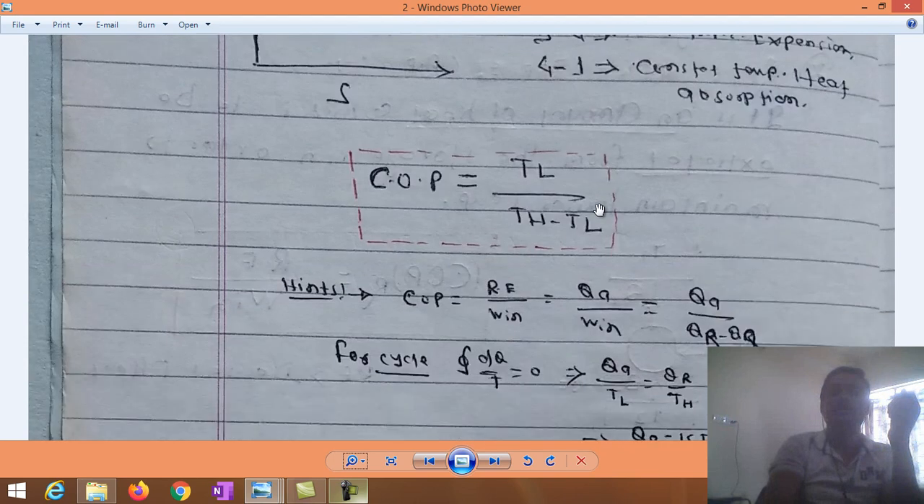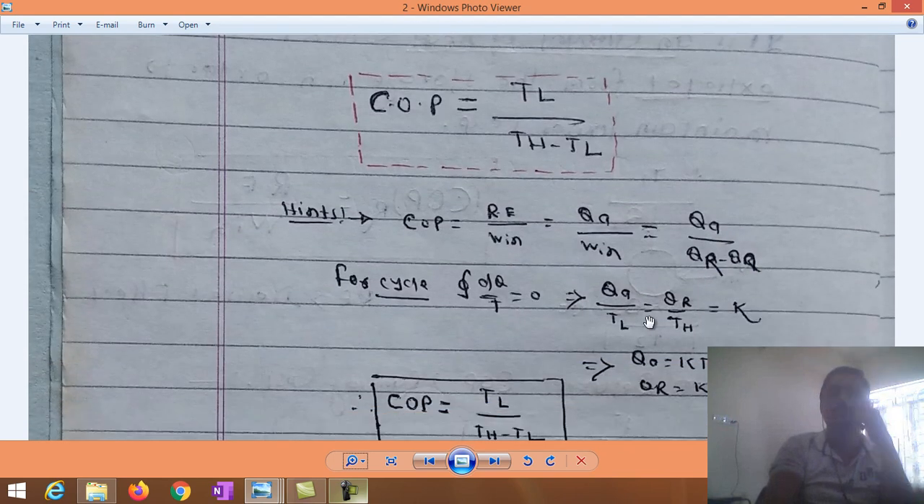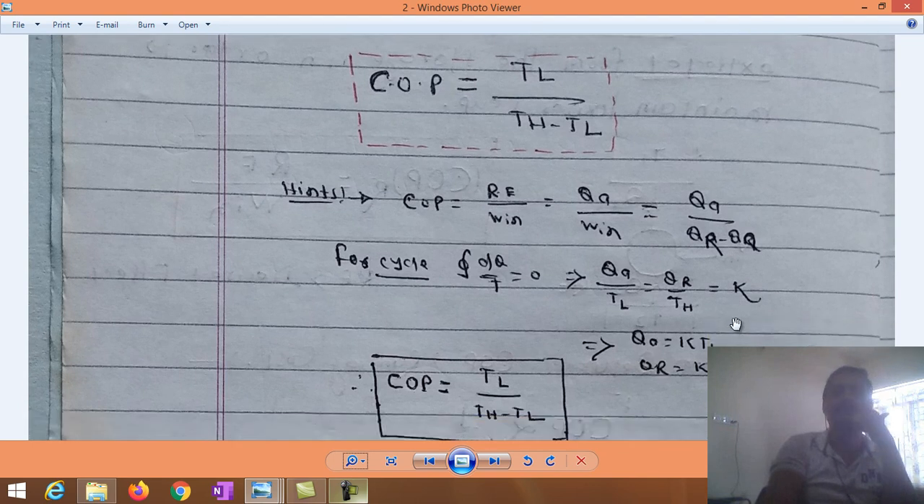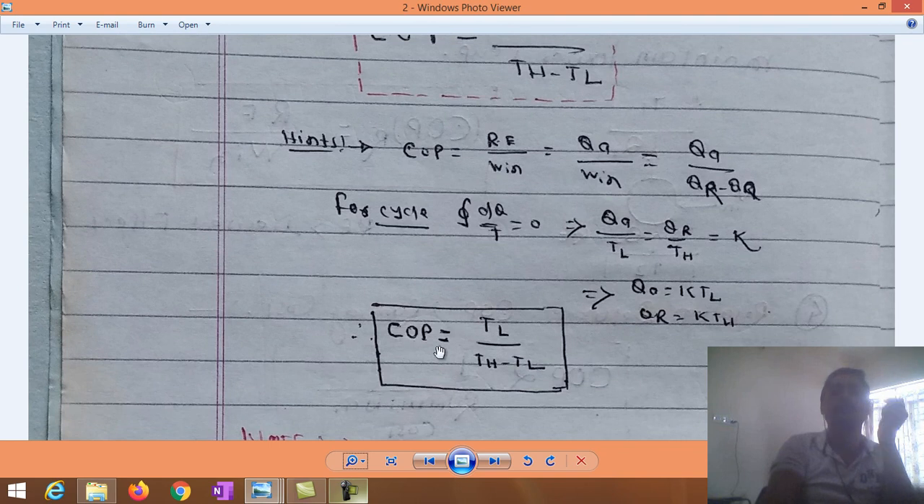After simplification, QA by TL is equal to QR by TH. This is equal to K. So in this condition, QA is equal to KTL and QR is equal to KTH. After putting this value, you will get COP is equal to TL by TH minus TL. So this is the basic formula of COP of reverse Carnot refrigeration system. This is lower temperature divided by higher temperature minus lower temperature, right?